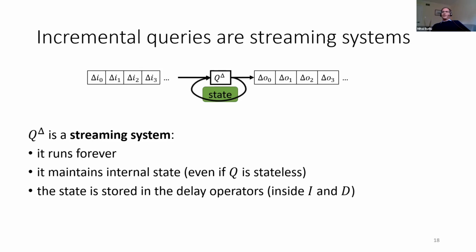And where is this state stored? It's actually stored in the delay operators. If you look at both I and D, they have a delay. And the delay is the one that remembers what happened previously. So the state is confined to exactly one operator in the streaming model. And this can be very useful if you want to do fault tolerance or checkpointing or even state migration. But I'm not going to talk about that too much.